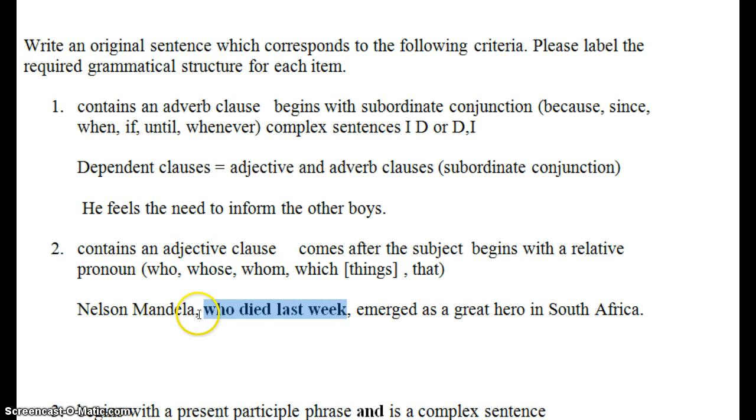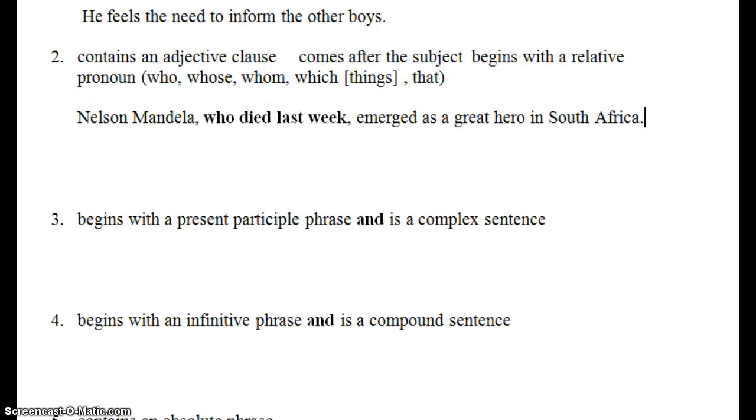So we're subordinating this information because what's left is much more important, the fact that he was a great hero. So that's really what an adjective clause is. It serves or functions as an adjective, and it describes the subject of a sentence. So you might see sentences like this.